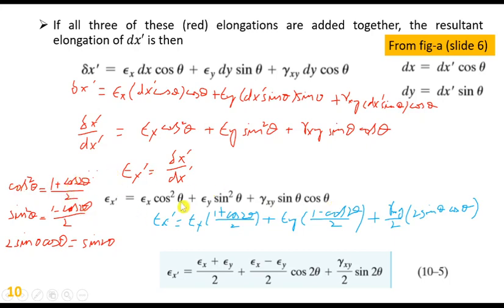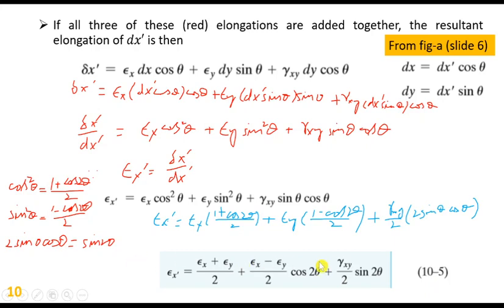And from trigonometry we know cos square theta can be written like this, so I have placed it here. Sin square theta can be replaced by this, and 2 sin theta cos theta is equal to sin 2 theta, so sin theta cos theta can be replaced. First of all, multiply and divide by 2, so this will become sin 2 theta. So epsilon x prime has 1 by 2 epsilon x and also 1 by 2 epsilon y, so these can be added up in the first term. So epsilon x prime is equal to epsilon x plus epsilon y by 2, remaining is cos 2 theta, but here it is negative, that's why epsilon x minus epsilon y by 2 into cos 2 theta, plus gamma xy by 2 into sin 2 theta.